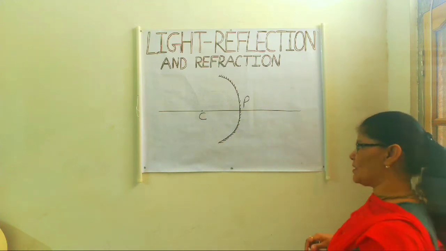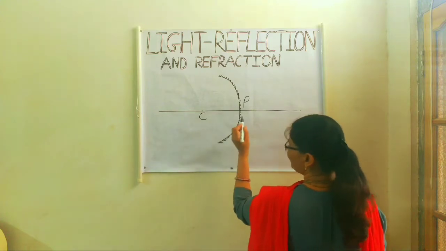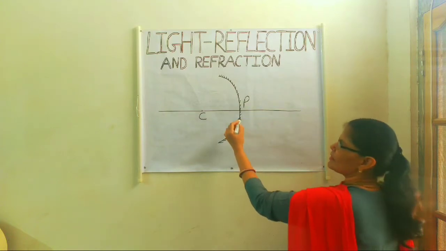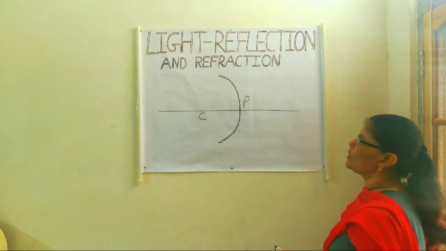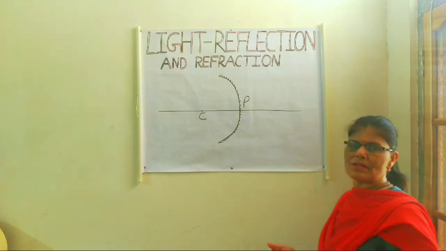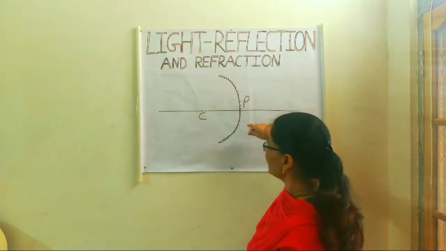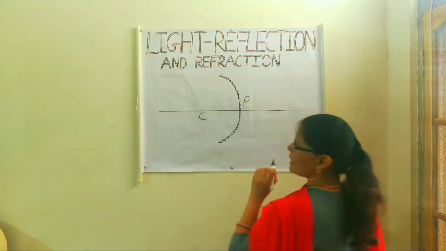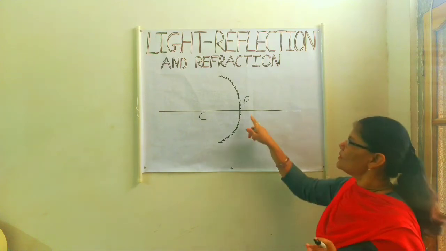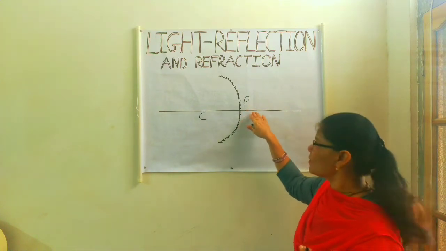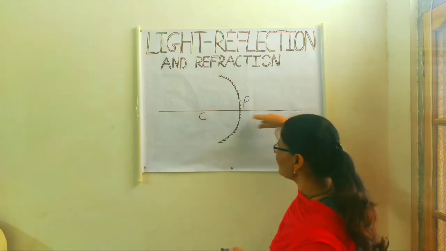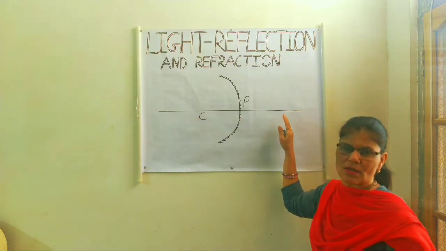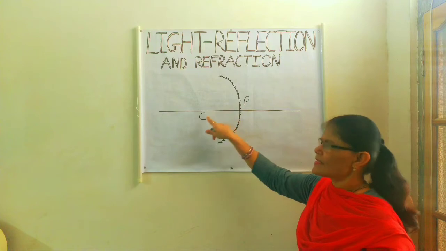This is the center of curvature, and the distance between the center of curvature and the pole of the spherical mirror, this distance CP, is called the radius of curvature, as it is the radius of the sphere. So this is the radius of curvature from here to here. This is the center of curvature. This is our pole, and the imaginary line passing from the pole to the center of curvature is our principal axis. Okay, this is pole, this is center of curvature.